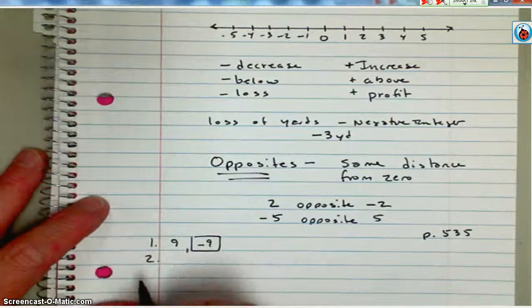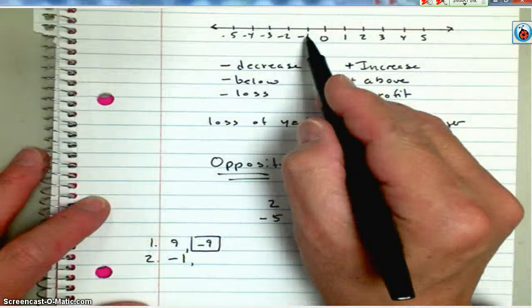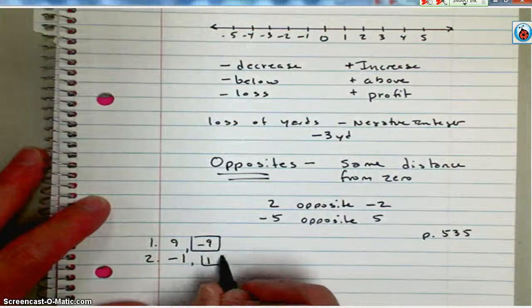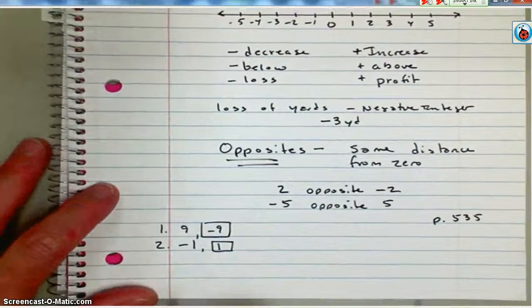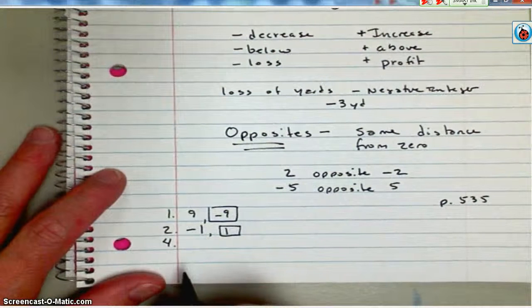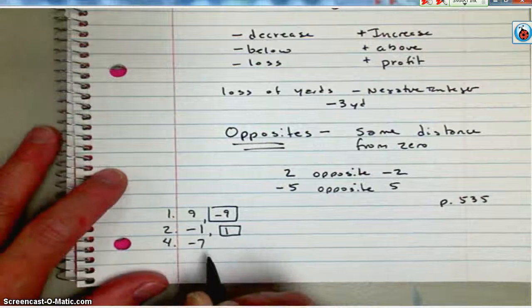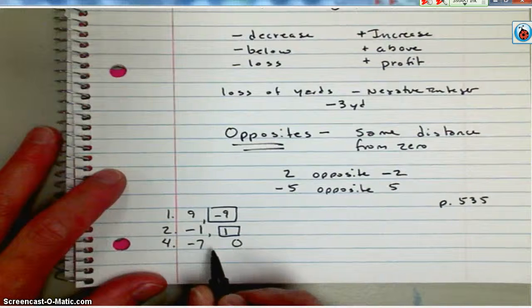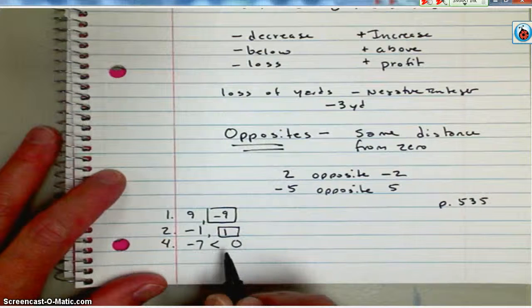On number 2, if we wanted to find the opposite of negative 1, well, when we go to the opposite side, positive 1 from 0 would be the same distance. I think you probably get the idea there. Now I'm going to skip down to number 4, and we're going to compare integers. Let's copy this one down. It's a negative 7 and 0, and we want to know which one is the bigger number. Since negative 7 is below 0, on the minus side, we know that is less than 0.